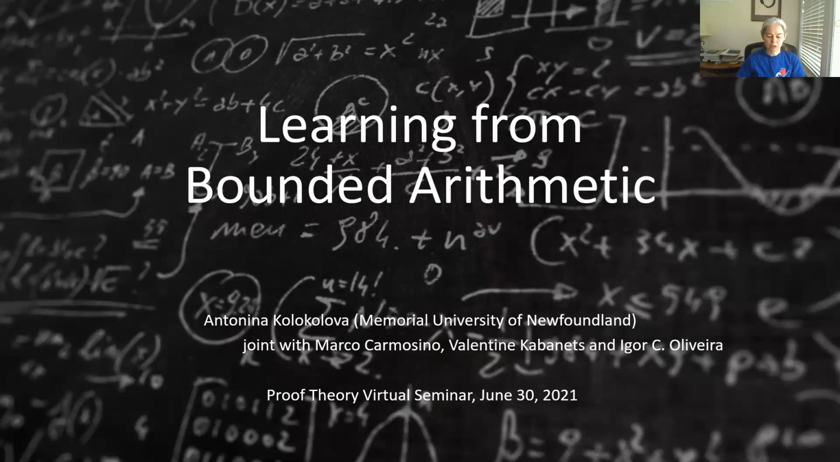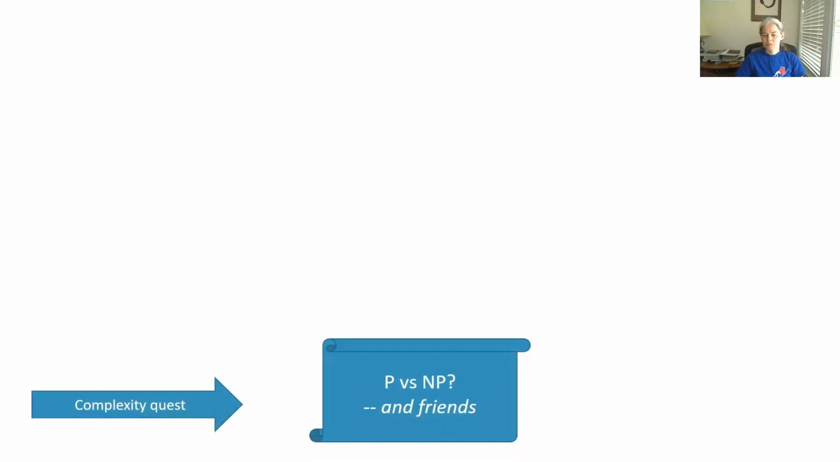So let me tell you what it is about. In complexity theory, the big quest is to understand the relationship between different types of complexity classes, resources, like does non-determinism give you something more? Does randomness give you something more in terms of the kind of problems that you could solve and how fast? So the complexity quest in a way is answering questions along the lines of P versus NP and friends.